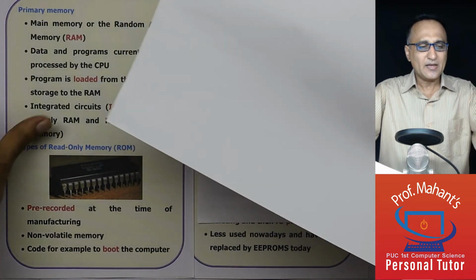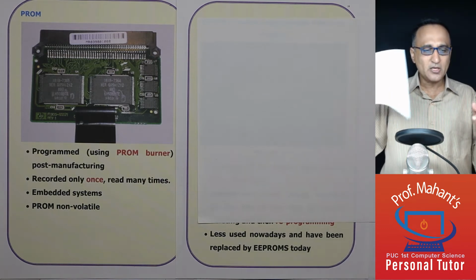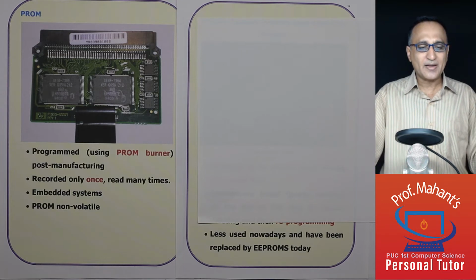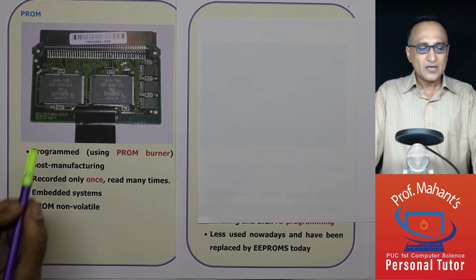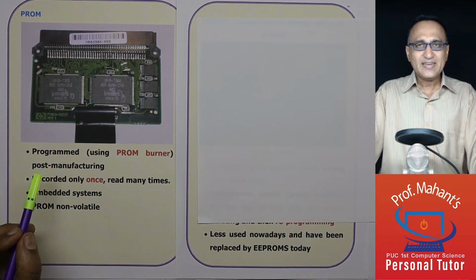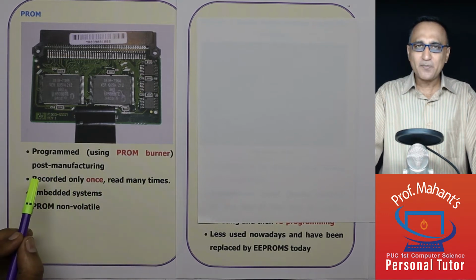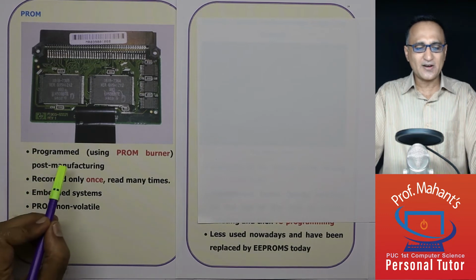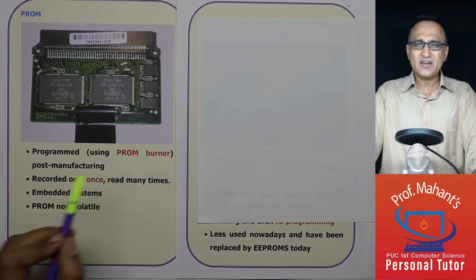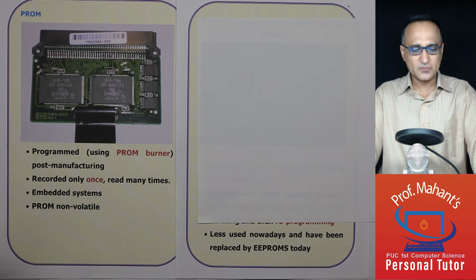Now let's take a look at the first type of read-only memory, referred to as the PROM, or the programmable read-only memory. So what exactly is a PROM? These two are examples of PROM chips. A PROM is programmed, or burnt, using a PROM burner after manufacturing. Just after this chip is manufactured, you can write programs and data using a PROM burner. A PROM burner is nothing but an electronic machine where your code is transferred onto these particular chips.